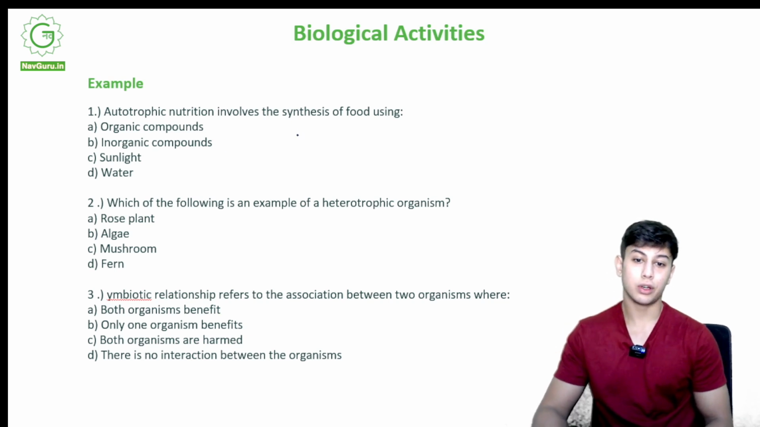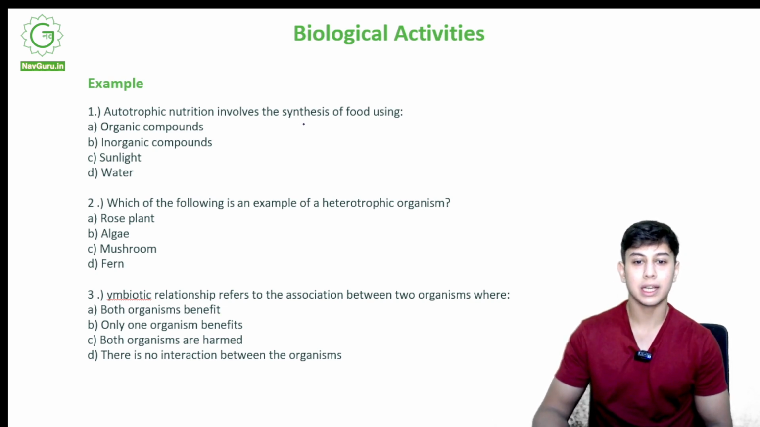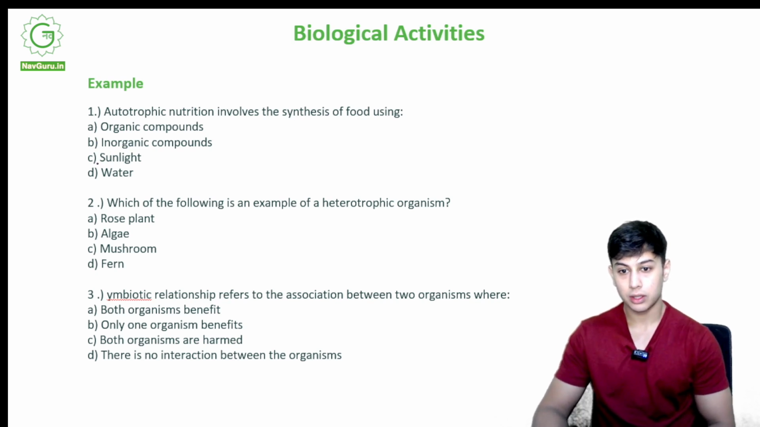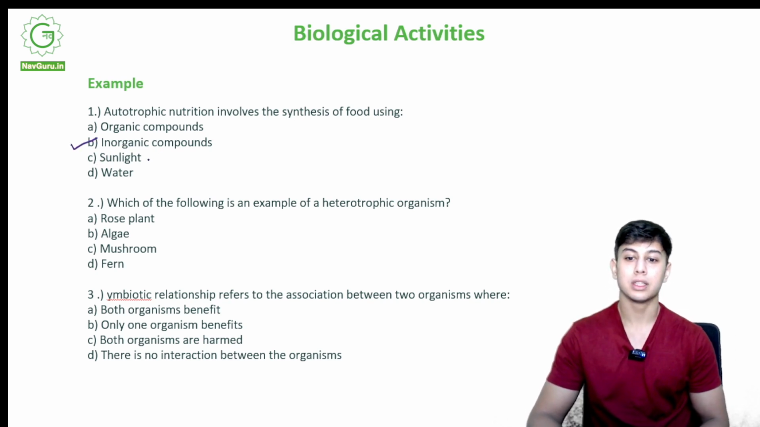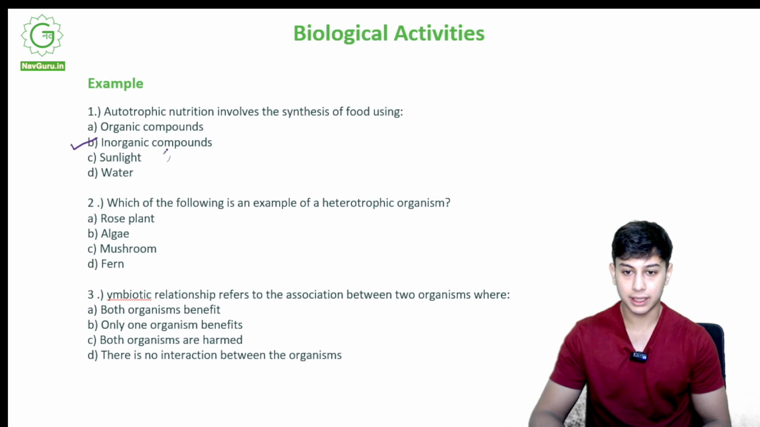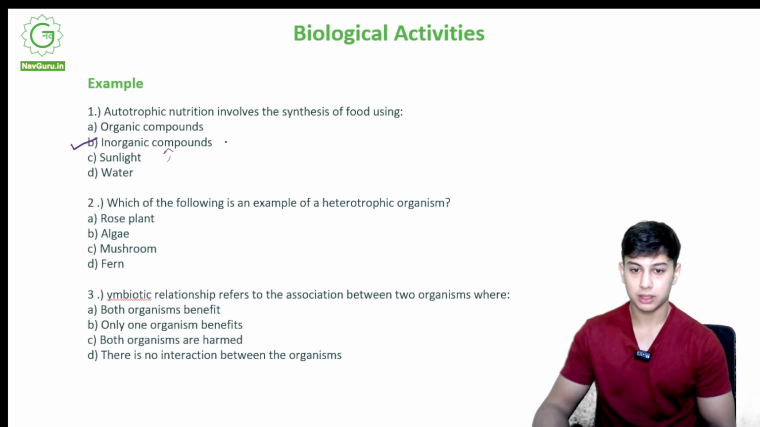The first question. Autotrophic nutrition involves the synthesis of food using what? Alright, the synthesis, the process of food. In autotrophic nutrition, it is using organic compounds, inorganic compounds, sunlight, water. Sunlight and water are inorganic compounds, but these fall under this category, right? So we take B, inorganic compounds like sunlight, like water.